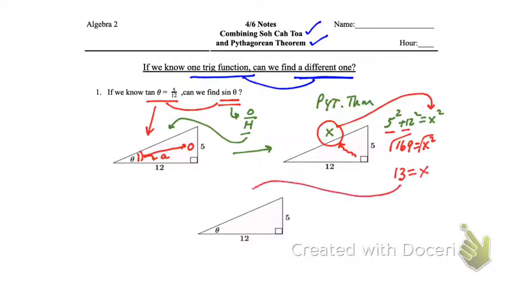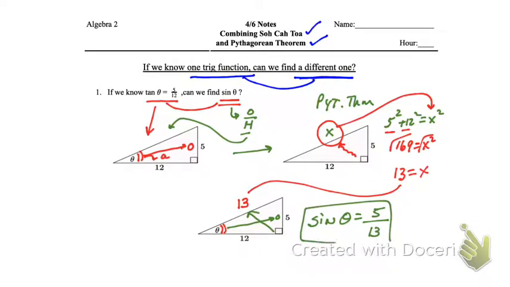So now here's our complete triangle. We know all three of our sides. We know the angle we're looking at. Now we can find whatever we want to find. Well, we want to find sine of theta. What is sine of theta equal to? The opposite side, which is 5, over top of the hypotenuse, which we now know is 13. And there we go. We went from only knowing the tangent of theta to now being able to figure out the sine of theta. Okay.